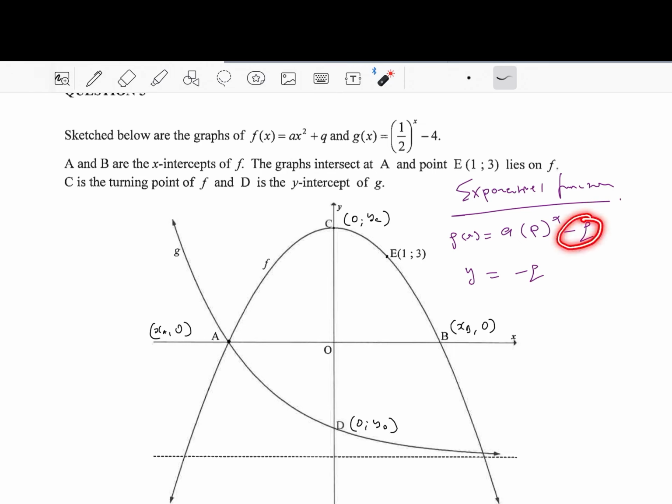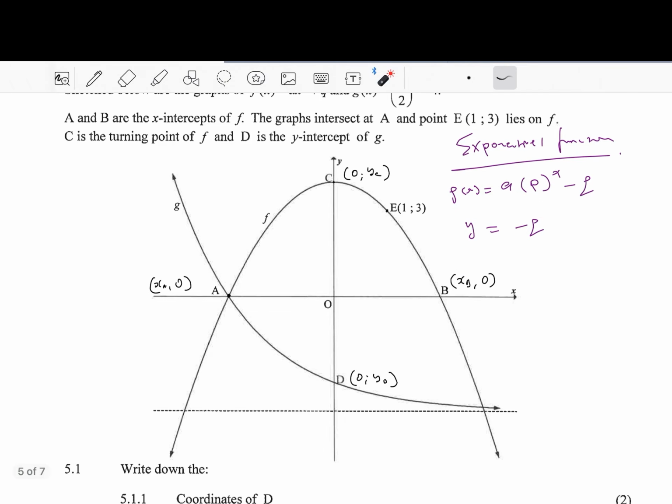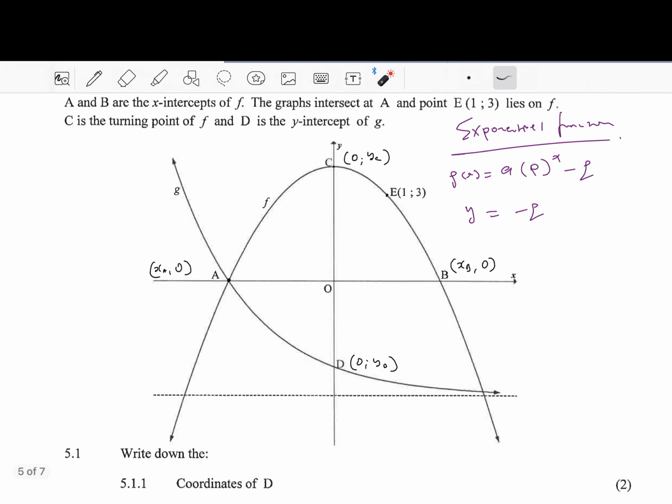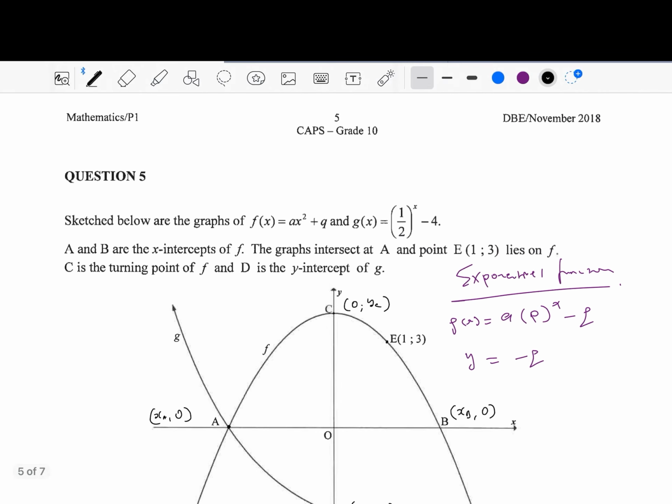It's always going to be this. If this was positive q, this was going to be positive as well. Since it's negative, this is going to be negative. So I see the asymptote, it's y is negative q. In this case, therefore, our asymptote is negative 4. So this, my friend, is negative 4. Let me bring it black color. Negative 4. Great.